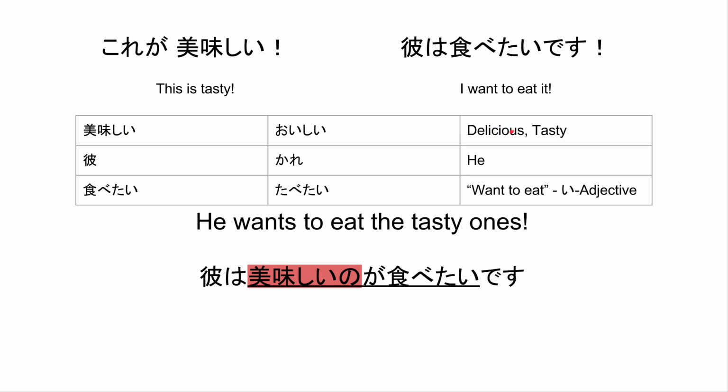Okay, so oishii, tasty, kare, he, tabetai, want to eat. It's an e adjective. Kare wa oishii no ga tabetai desu. He wants to eat the tasty ones. Alright? So you turned oishii, which was an e adjective, into a noun. You nominalized the clause.